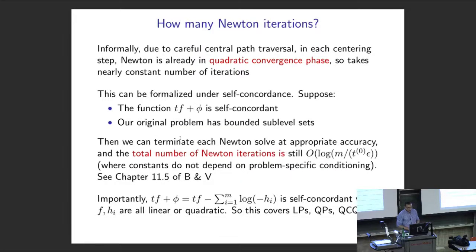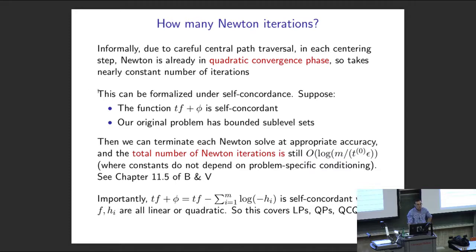So we already talked about this. We haven't really given a precise analysis of how many Newton iterations it takes. But the analyses that you can find in, let's say, Nemirovski and Nesterov's monographs on interior point methods basically show that this updating scheme keeps Newton in the quadratic convergence phase. So every call of Newton takes a constant number of iterations to get to extremely high accuracy.